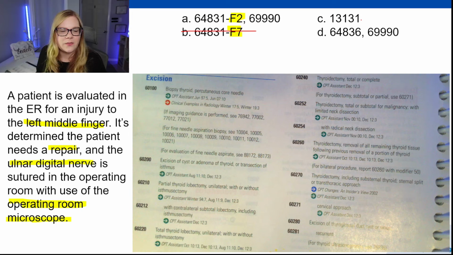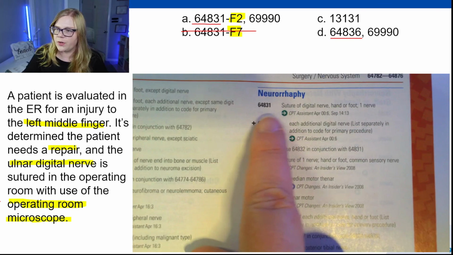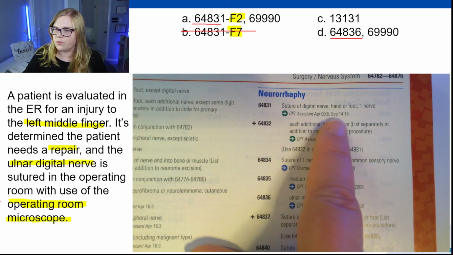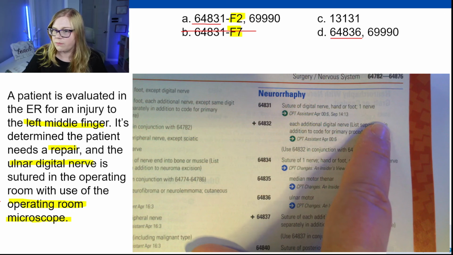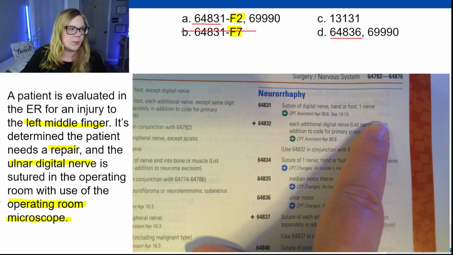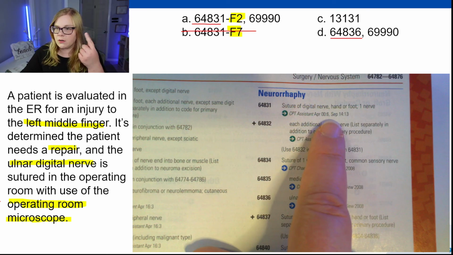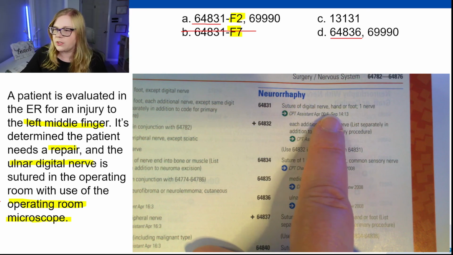We've got a difference here of 1 with the modifier, which I'm already thinking I like, the one that has the modifier attached to it. So 64831 versus 64836. 64831 is suture of the digital nerve, hand or foot, one nerve. And that's what we did. We only did one nerve. I'm not seeing any additional, just the ulnar digital nerve, digital meaning finger. So digit of the hand or foot.